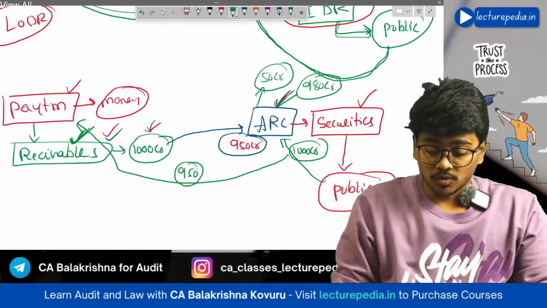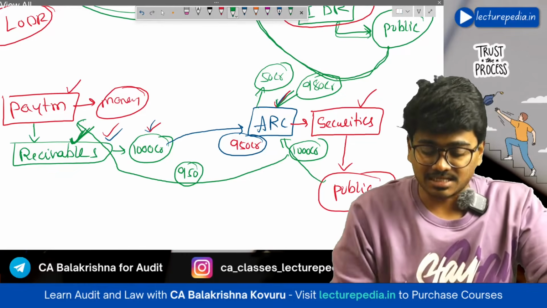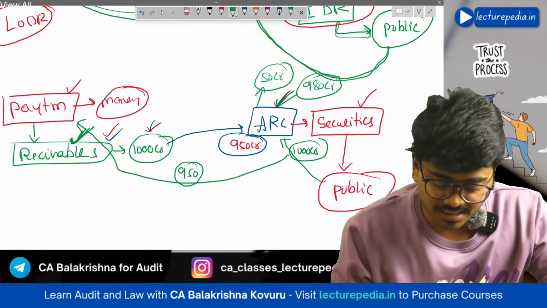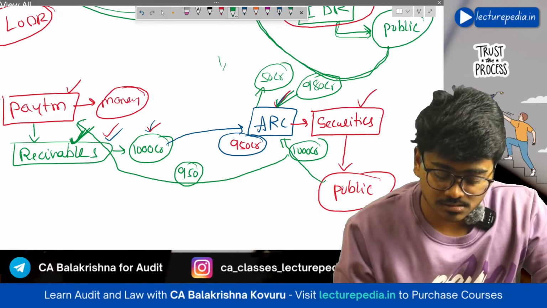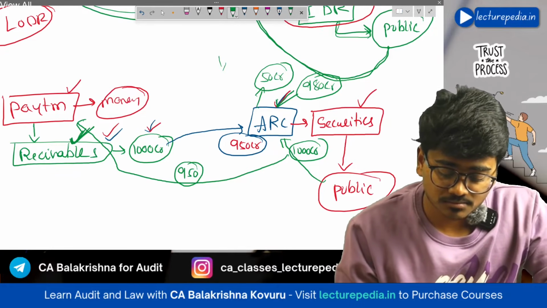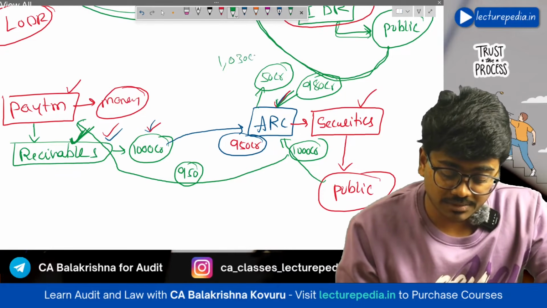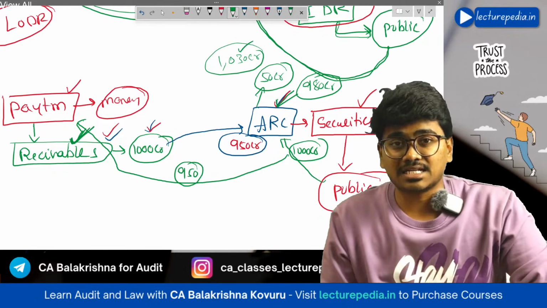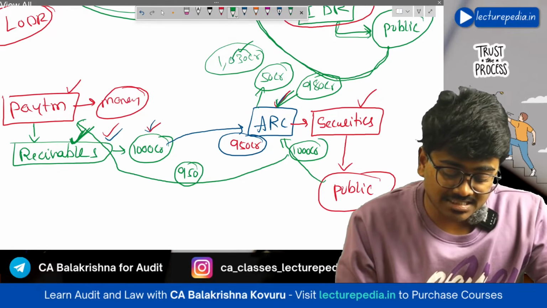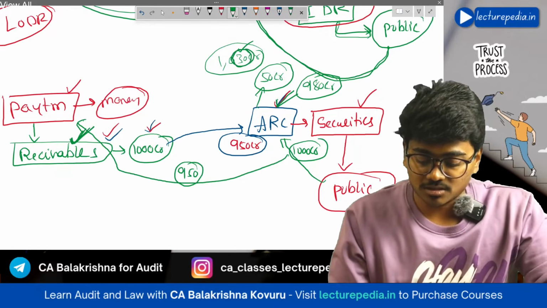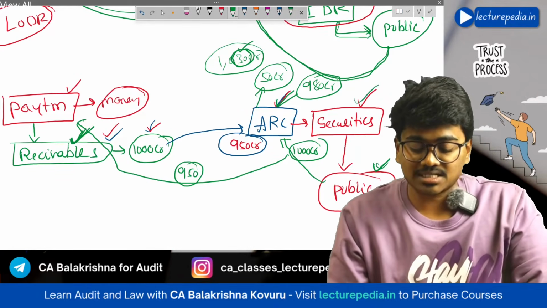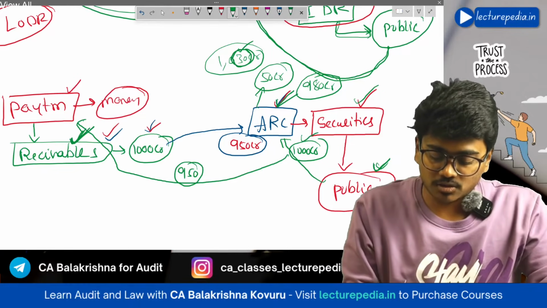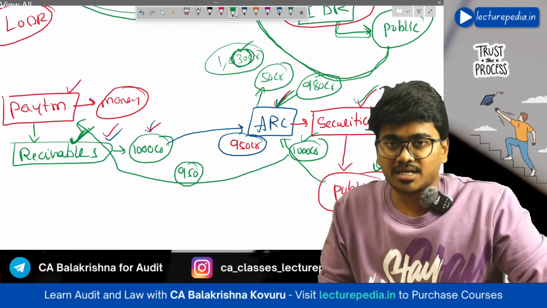Okay, now if you see, the asset reconstruction company has earned 980 crores plus 50 crores, that is 1030 crores. That means it has made a profit of 30 crores. Now what this asset reconstruction company will do is distribute this 30 crore profit to the people who have purchased securities, and it will also repay the amount of 1000 crores that it has taken from the public.